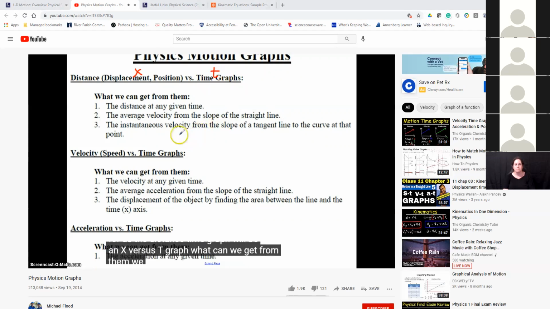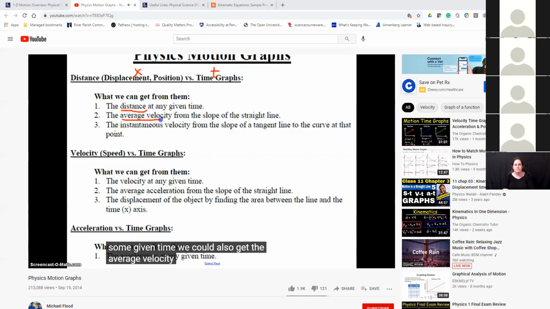What can we get from them? The easiest thing we can get is the distance at any given time, just by going down to the time axis, going up to the best fit line, and then over to the left, to find out how far it's traveled at some given time.